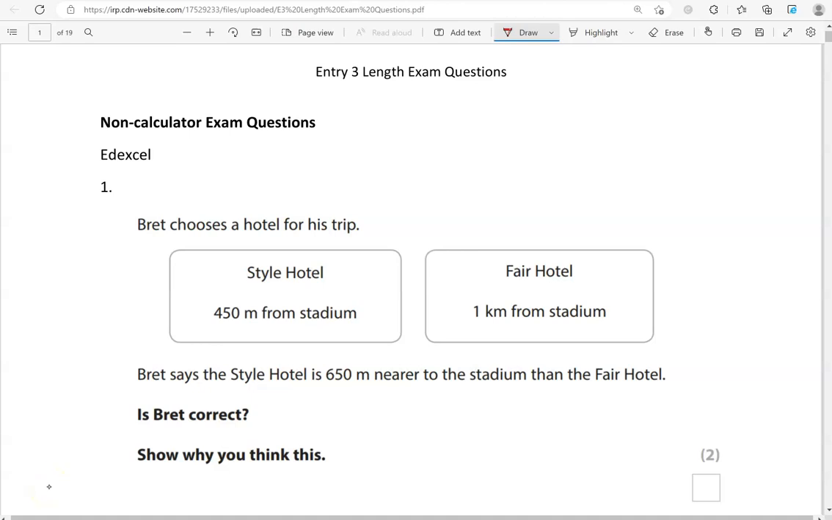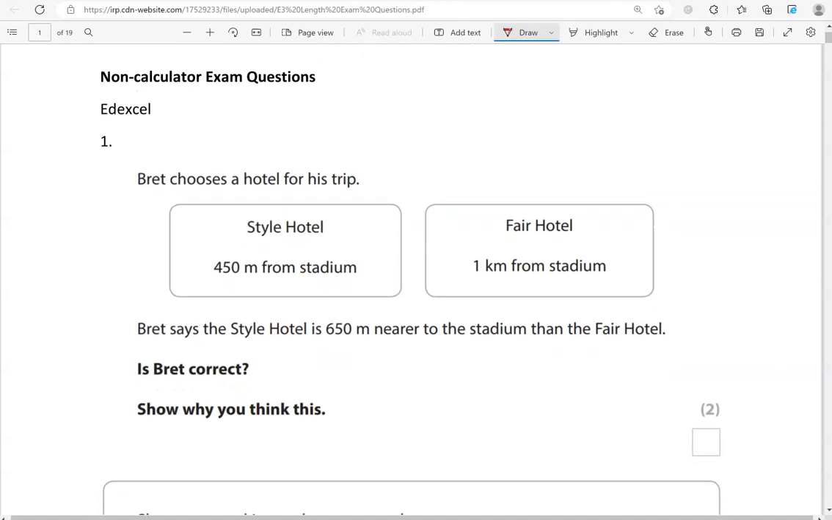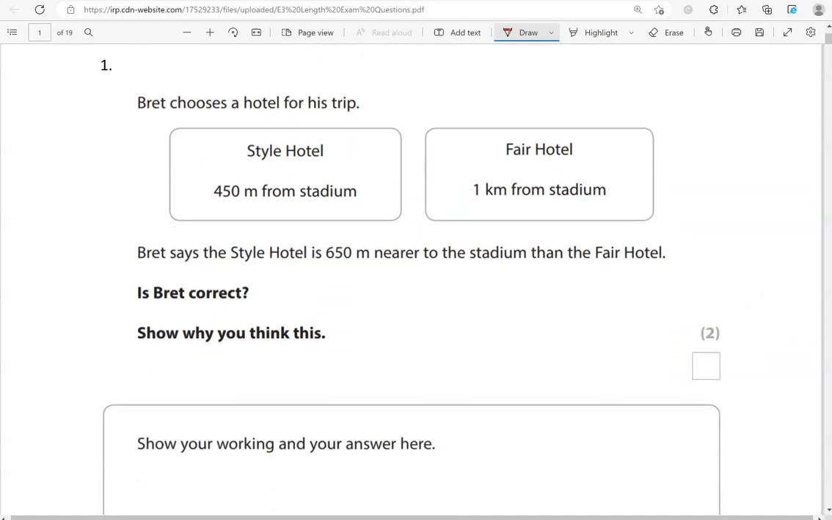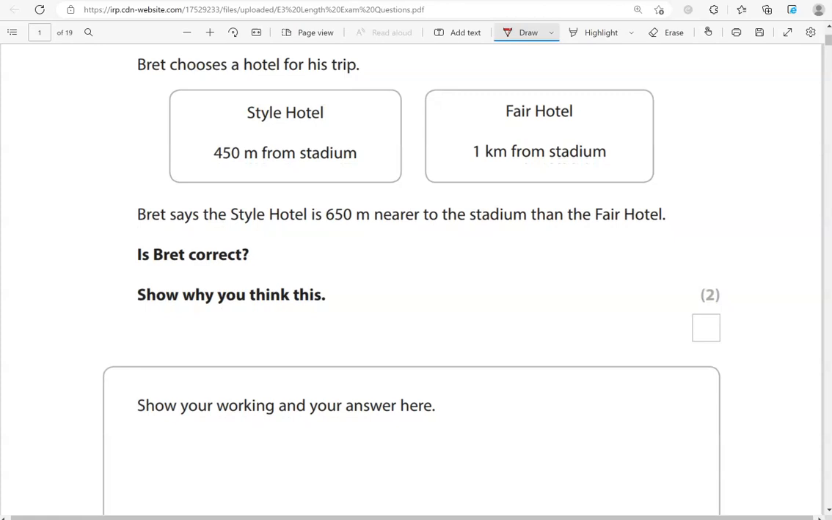Brett chooses a hotel for his trip. Style Hotel, 450 meters from Stadium. Fair Hotel, 1 kilometer from Stadium. Brett says the Style Hotel is 650 meters nearer to the Stadium than the Fair Hotel. Is Brett correct? Show why you think this. So we should know that in 1 kilometer there are 1,000 meters.